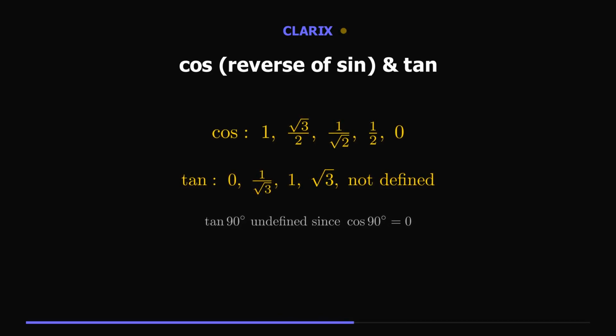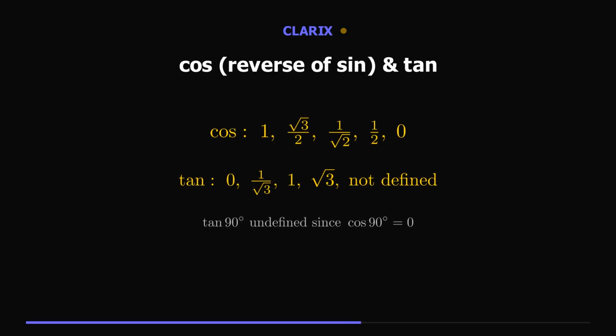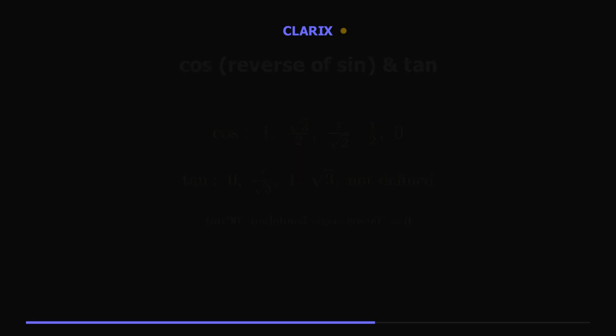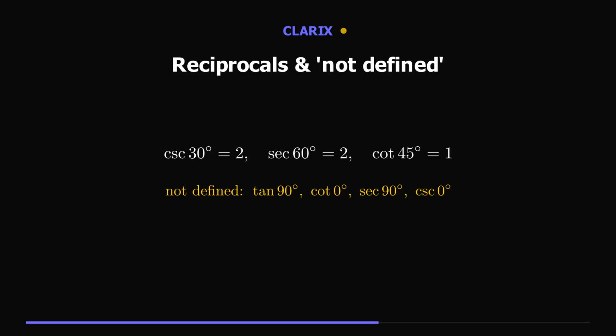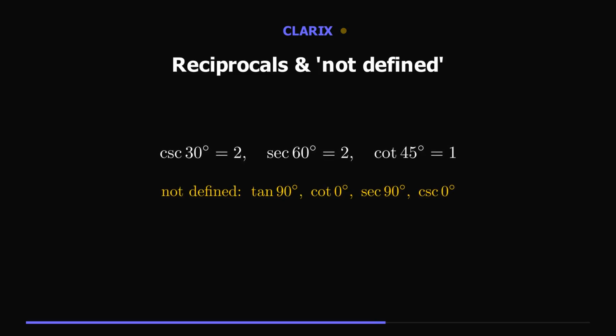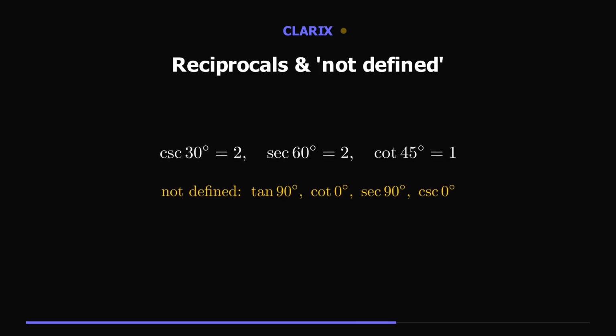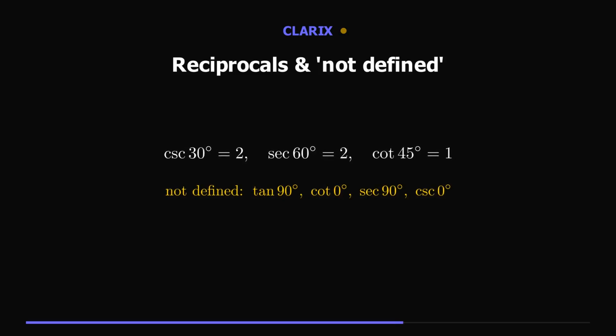For tangent, divide sine by cosine at each angle. Tangent 0 is 0, tangent 30 is 1 over root 3, tangent 45 is 1, tangent 60 is root 3, and tangent 90 is not defined, because cosine 90 is 0, and you can't divide by 0. The reciprocals follow straight away. Cosecant is 1 over sine, secant is 1 over cosine, cotangent is 1 over tangent. So cosecant 30 is 2, secant 60 is 2, cotangent 45 is 1. And 4 of them are not defined because they'd need division by 0: tangent 90, cotangent 0, secant 90, and cosecant 0.